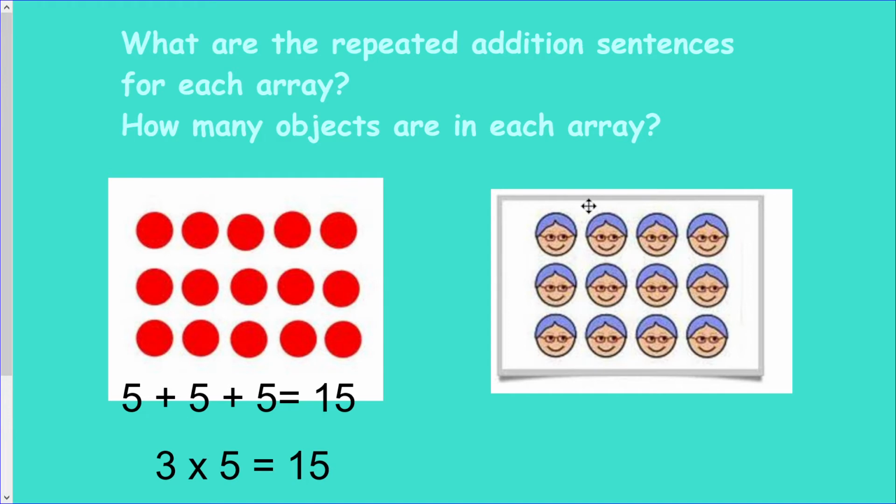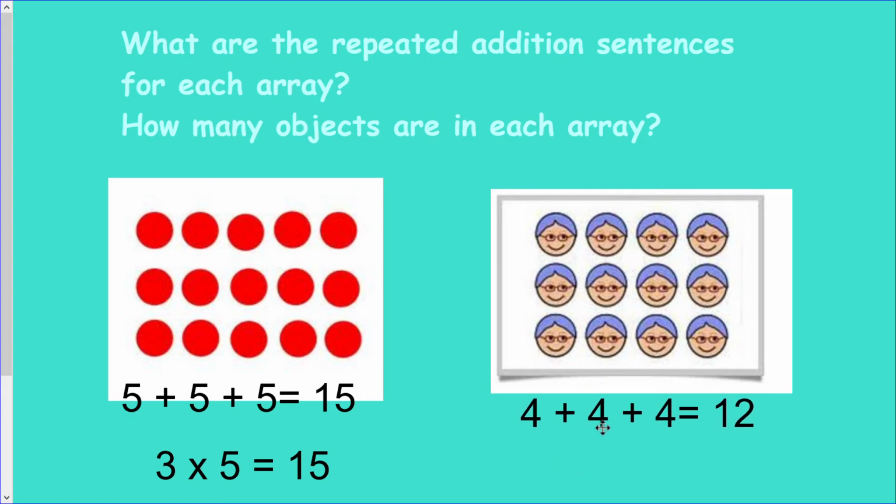Let's look at our grannies over here. So we have our grannies. How many grannies are in each row? That's the number you're going to repeat. So in each row I have how many grannies? So my repeated addition sentence will be 4 plus 4 plus 4 plus 4. I have 3 4s because I had 3 rows with 4 in each row. And if I add that together, you know 4 and 4 is 8. 8 plus 4 is 12.